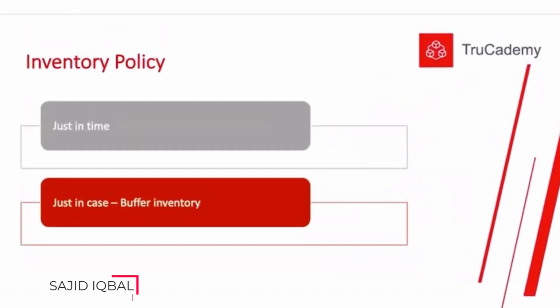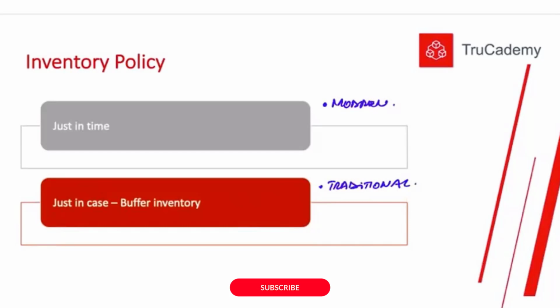After that, inventory policy. Now there are two types of inventory policies that are commonly used by most organizations. First of all, traditional organizations use just in time. What is the meaning of just in time? The modern organizations, not traditional. Modern organizations are using the just-in-time inventory system, and the traditional organizations are using the just-in-case inventory management system. What is the difference between the two?